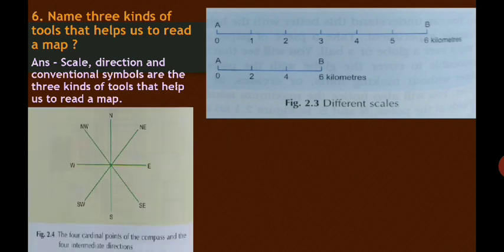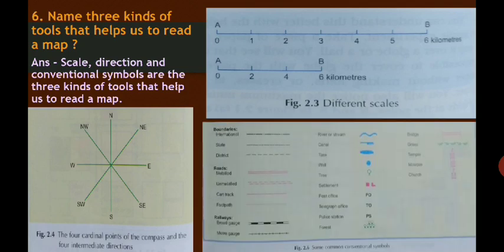Okay, next is your directions. We have just read the cardinal points and intermediate directions. These are the directions that help us to read a map. Next is your conventional symbols. Conventional symbols are those symbols which help us to represent a map, or a sketch or a plan. So in your answer, scale, directions and conventional symbols are the three kinds of tools that help us to read a map.